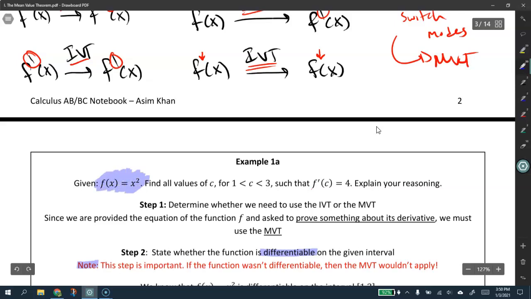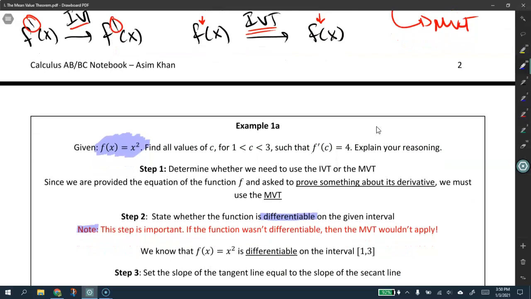This is a parabola, and a parabola does not have any corners or kinks or sharp turns or vertical tangents or discontinuities, none of it, right? So that's a perfectly good polynomial graph, so it is differentiable, right?